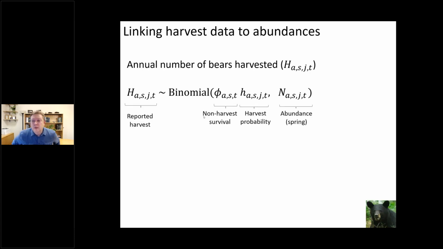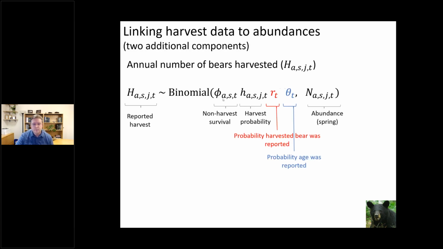Then finally, we want to link this underlying process model back to the actual data that we have. And so what you're seeing here are harvested counts. So this H would be the count of the age class A, sex, management district, and year that are reported. And the number harvested is some binomial function of survival and harvest out of the total number of individuals that are out there. So you can think about this abundance estimate being the abundance in January, how many survive to the fall, and then are harvested, and that would be the number of bears we'd expect to be harvested in that case.